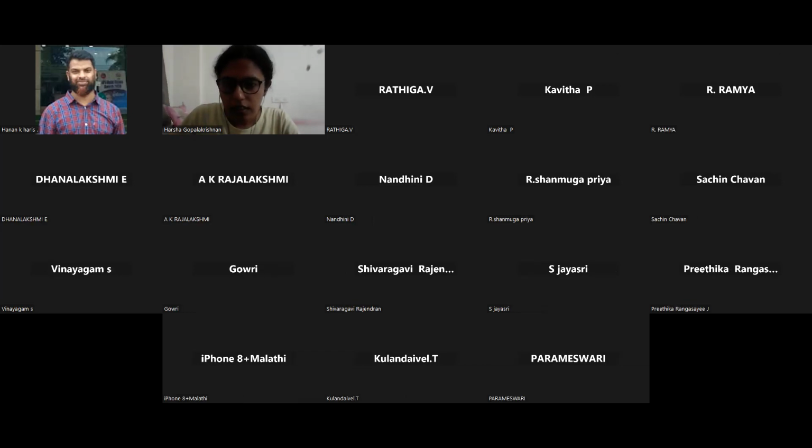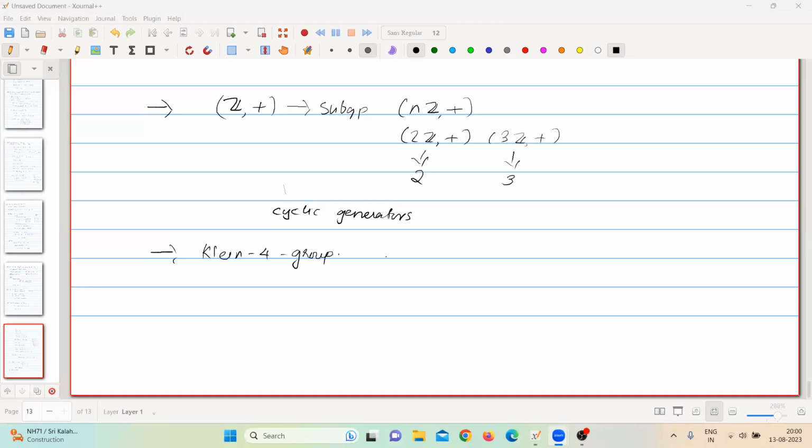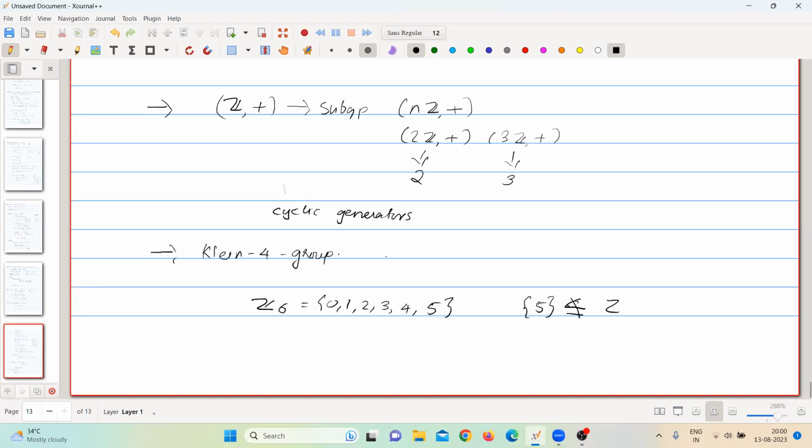No. For example, I am taking Z6 again. Madam, can we apply the quotients for finding subgroups? One minute, let me finish this. If I take the single element 5, it is not a subgroup of Z6, right? It is not a subgroup of Z6 because the identity is not there in this set. So it is not a subgroup.